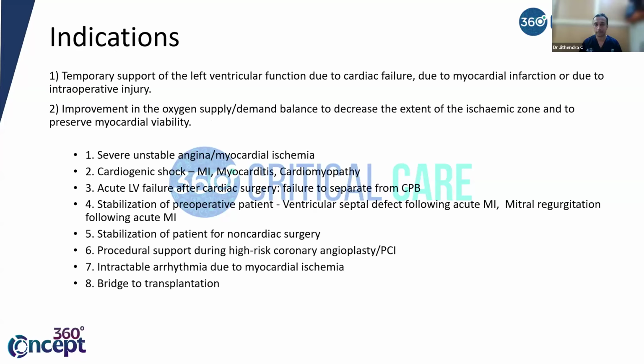Because it's a procedure, an extracorporeal device, they will be asking about the indications. You can broadly classify them into two categories. One is cardiac failure, to support your LV, like following an MI or intraoperative injury. The second one is where your LV is okay, but there is a mismatch of your oxygen supply and demand, and a significant ischemic zone, so you want to reduce the ischemic zone to preserve the myocardium. So one is where the myocardium is damaged and not able to function, like in heart failure, and you want to support it. The other is to improve the supply-demand balance by improving the coronary perfusion, so that will improve your oxygen supply.